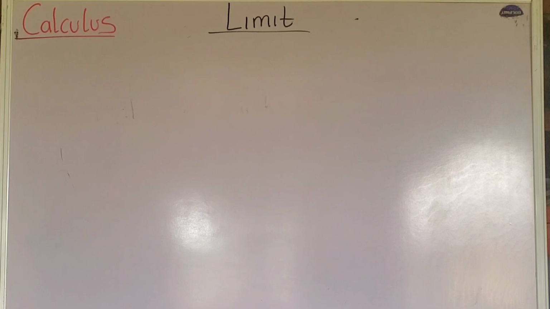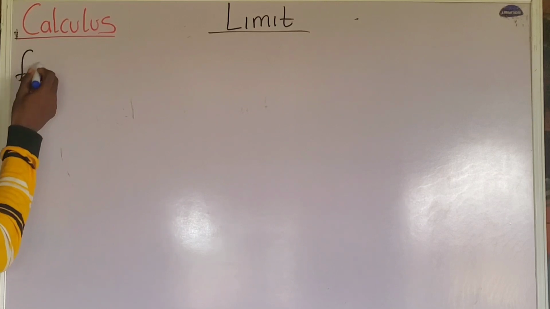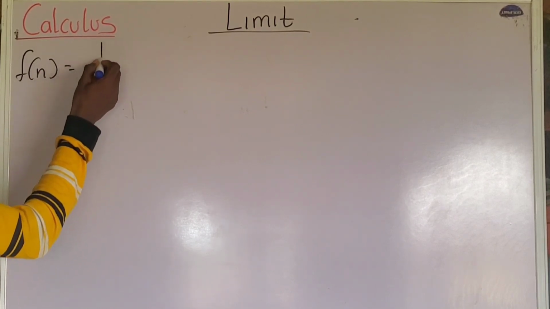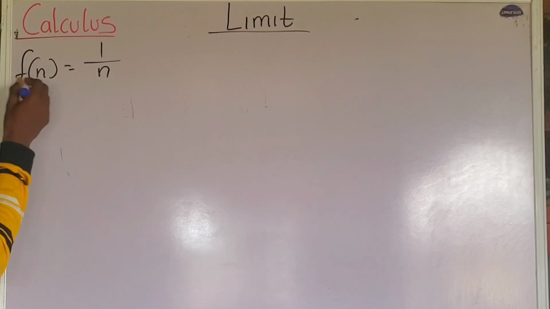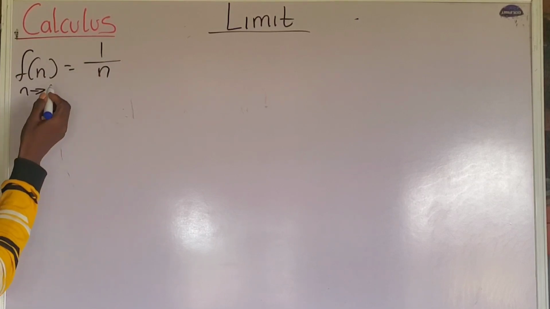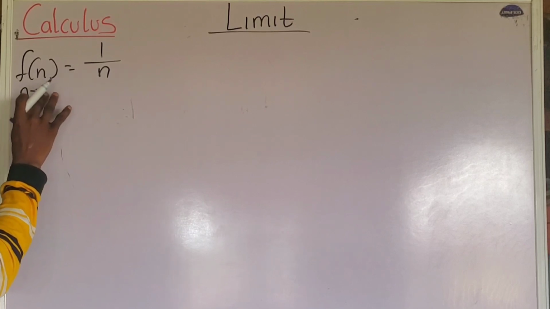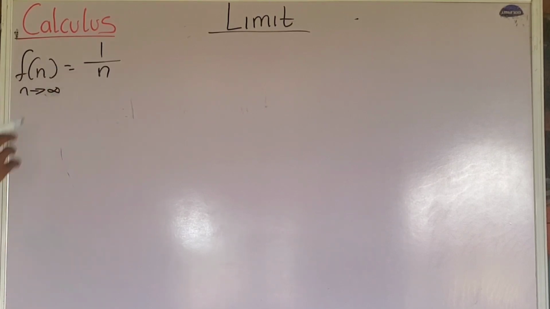Consider the function f of n. Please pay attention. Consider the function f of n is equal to 1 over n. Find the limit of the function f of n equals 1 over n as n approaches infinity. You understand? Let's say you are asked to take the limit of this function.